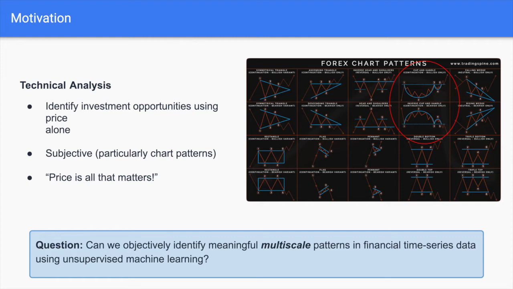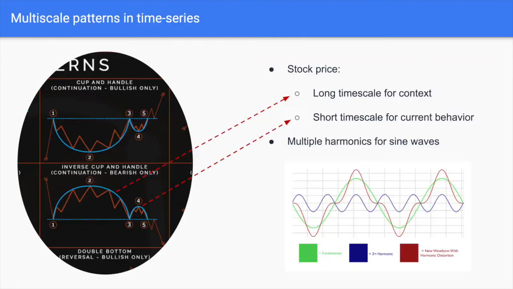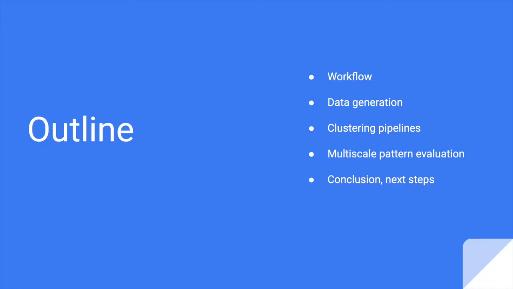What did I exactly mean by multi-scale? One way to look at that is this cup and handle chart pattern circled here. There's a bigger arc and then a scaled down version of the same arc following it. We can say that the same pattern occurs in 2 different time scales. The longer time scale would show the general behavior of a stock over the past few months, while a shorter time scale would reflect the current or most recent behavior. You can also think of multi-scale in terms of multiple harmonics that make up a sine wave. Let's now dive into our work with the introduction slide. Max will now take over to talk about the workflow.